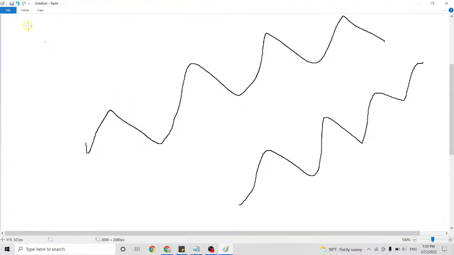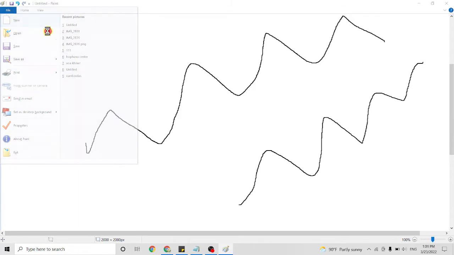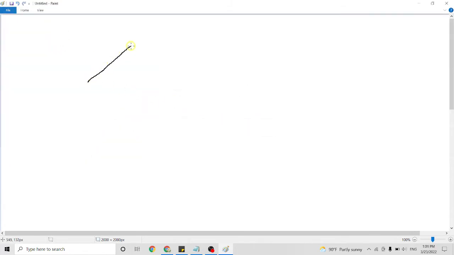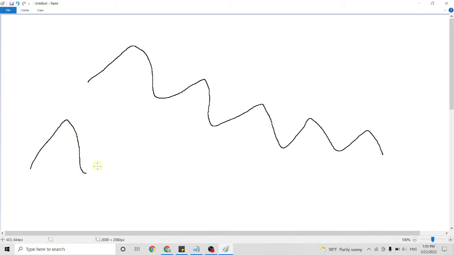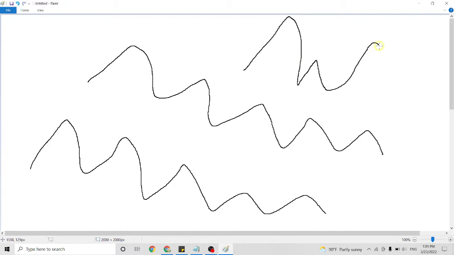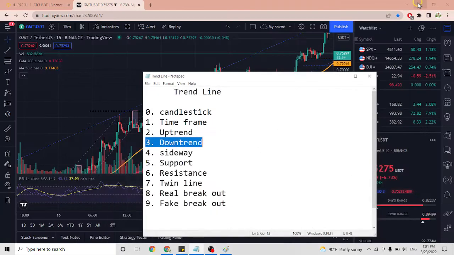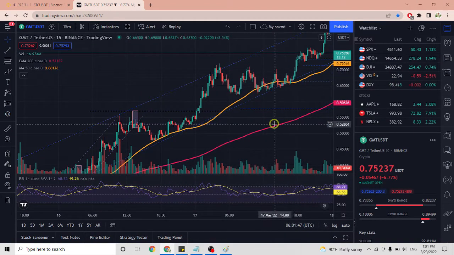Downtrend also, example, downtrend like this. Downtrend. Yeah, downtrend. Or downtrend here like this, yeah, that's downtrend. So look at our example in TradingView.